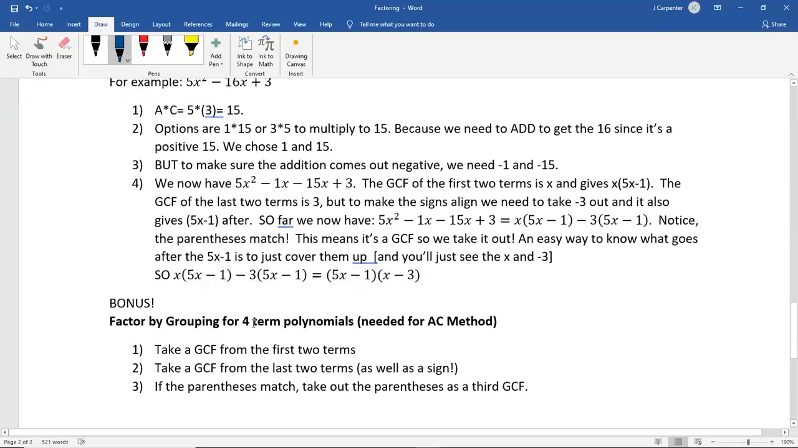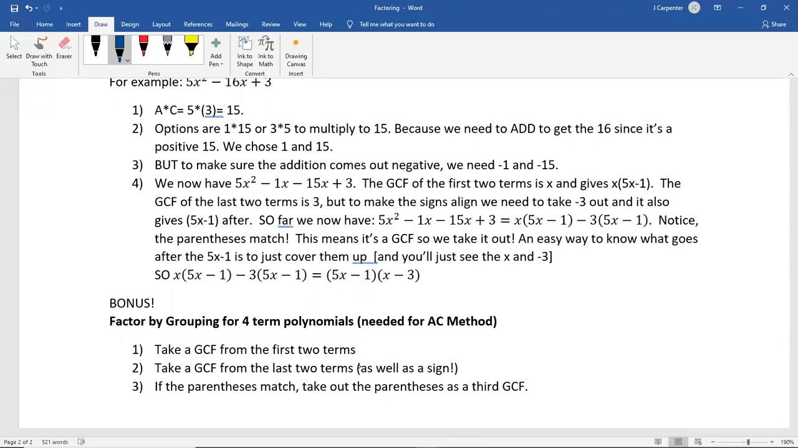So factor by grouping is for once you have your 4 terms, which again is needed for the AC method. So this is part of the AC method, but it can also be its own problem. I can give you a 4-term polynomial, and the only way you'll know how to factor at this level is by grouping. So you take the GCF from the first 2 terms, and you take the GCF from the last 2 terms, greatest common factor. So we're mentally going to split these things in half. First 2 terms, take out a GCF. Last 2 terms, take out a GCF.